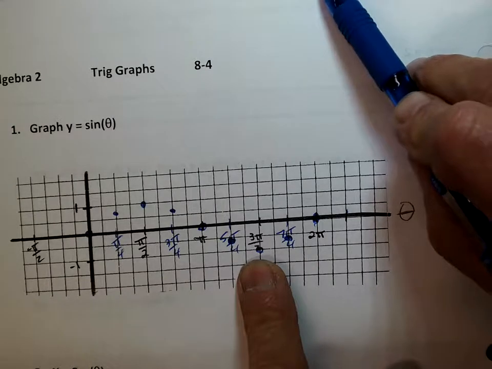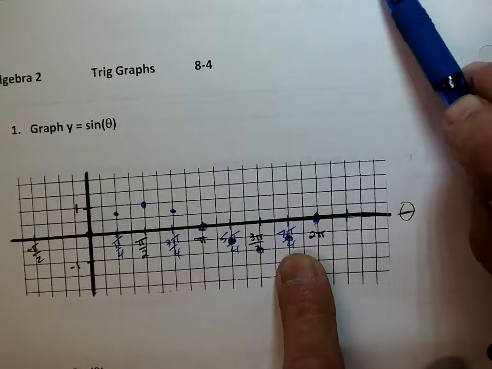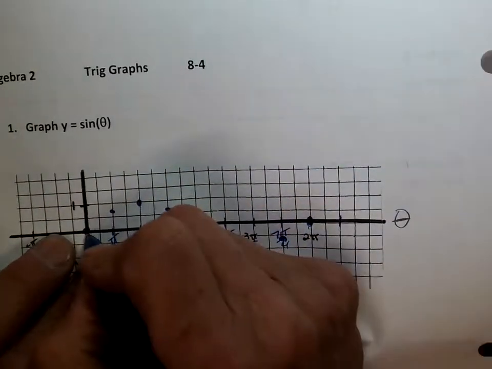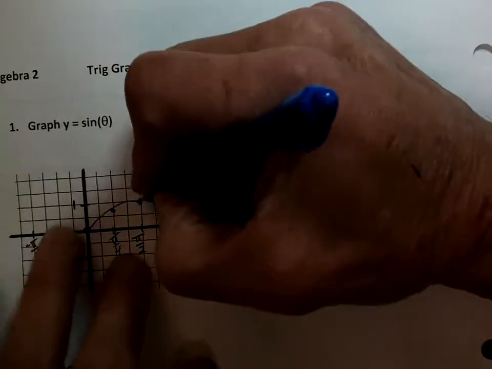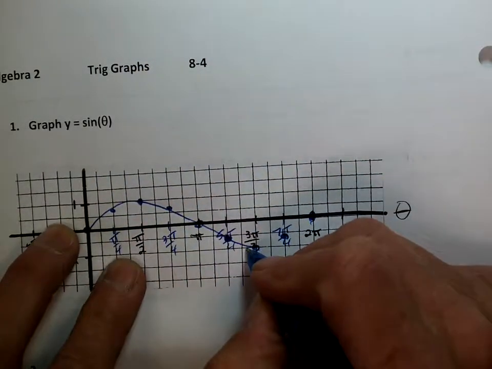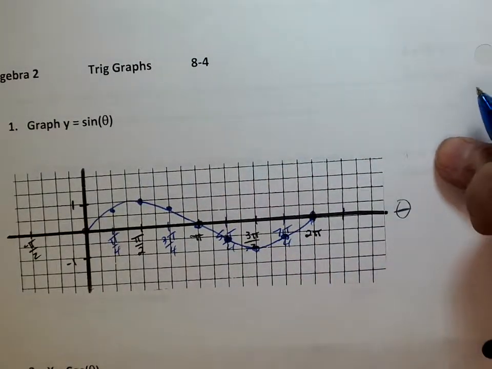3 pi halves is at negative 1, right? 7 pi fourths is negative 0.7, right? And then 2 pi is back to 0. So what we're going to do, Ben, you watching, is we're going to go ahead and trace in what we call a sine wave, okay? So sound will travel in this pattern. Ocean waves, right? Any wave.